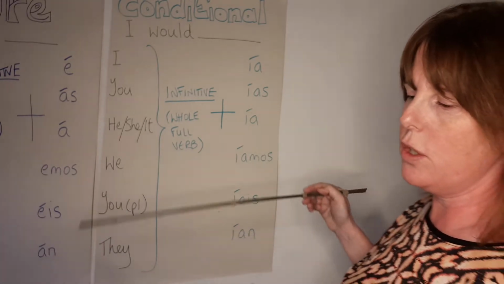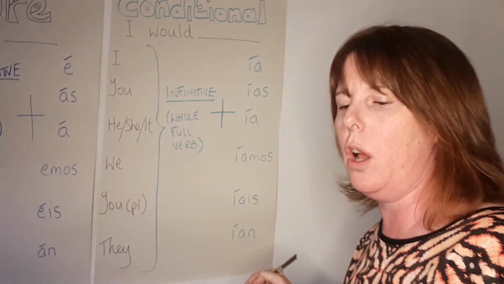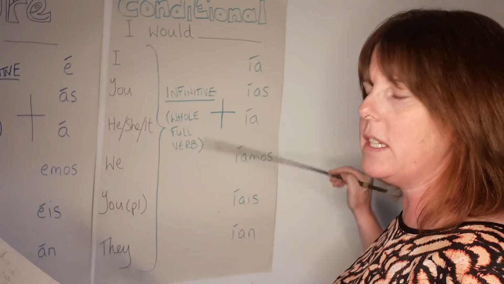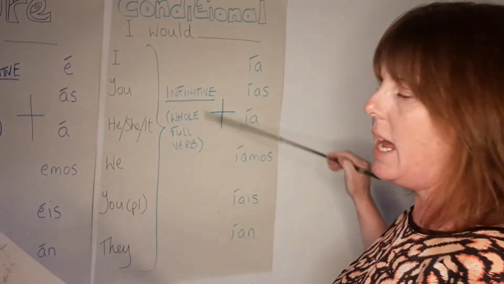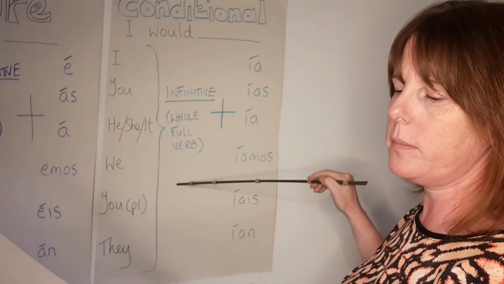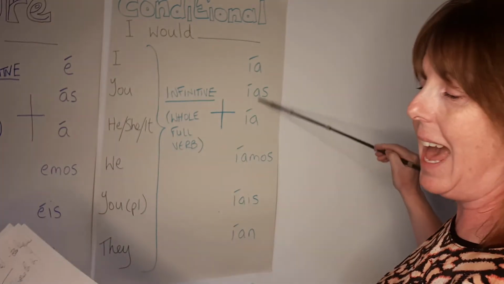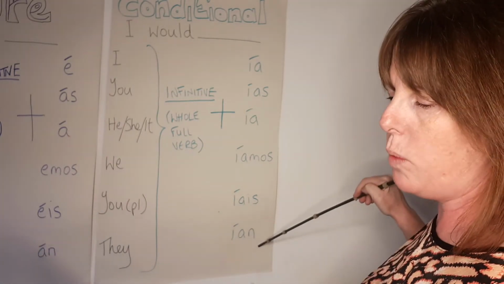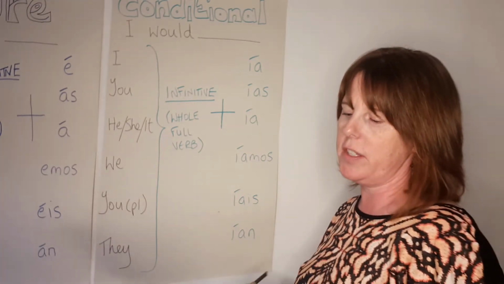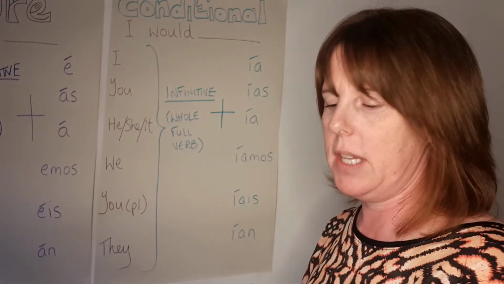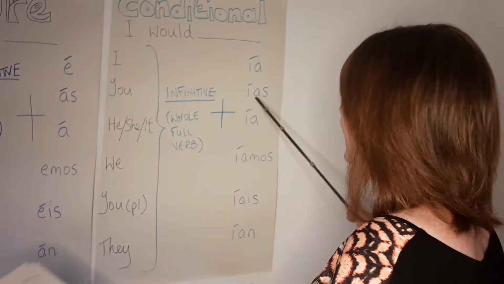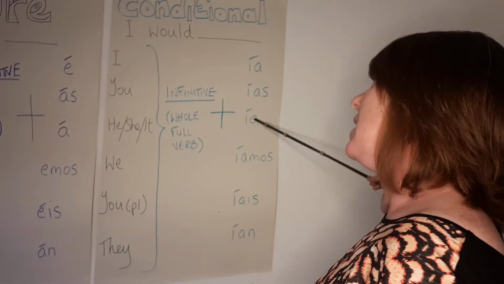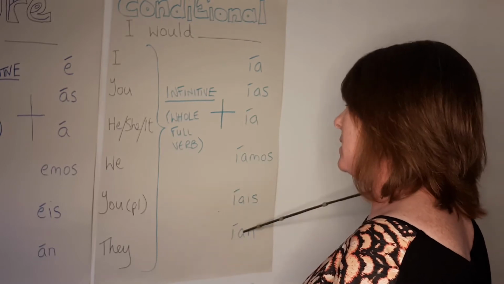All you need to know for the conditional is to have the verb again as its whole infinitive full form. Then pick the end that you want to say, stick it on the end. What more can I say other than sing? Sing. Ia, ias, ia, iamos, ian.